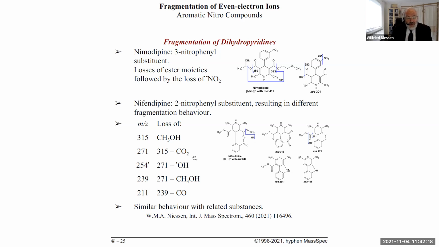And basically the only way I can explain the loss of CO2 is by assuming that upon the loss of methanol in this particular case, I get some ring from which I can take off the CO2, and in a similar way I can explain some of the other fragments which I see.